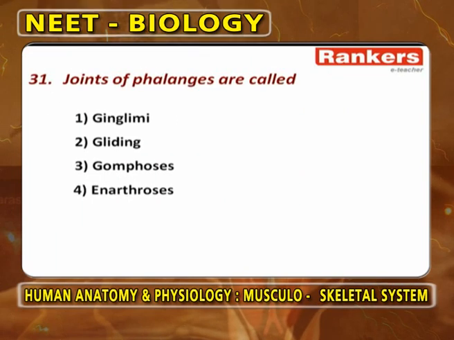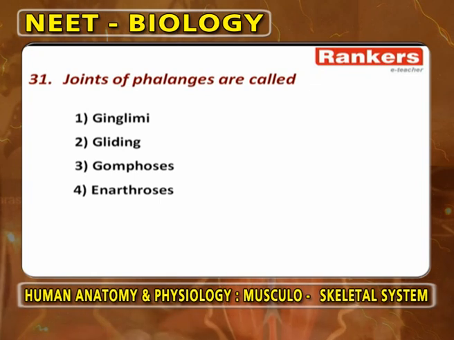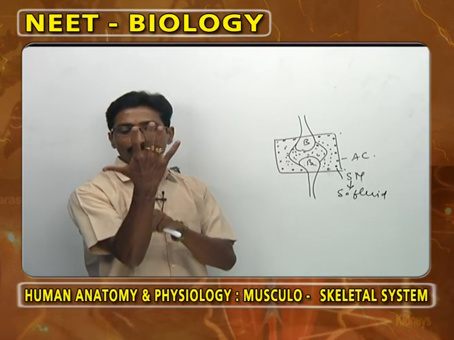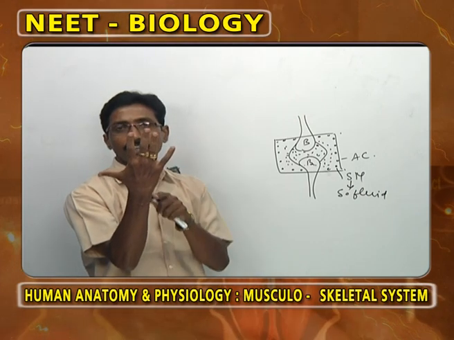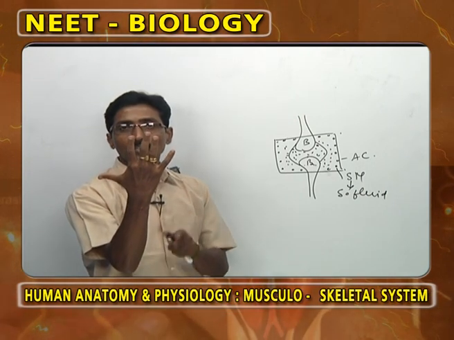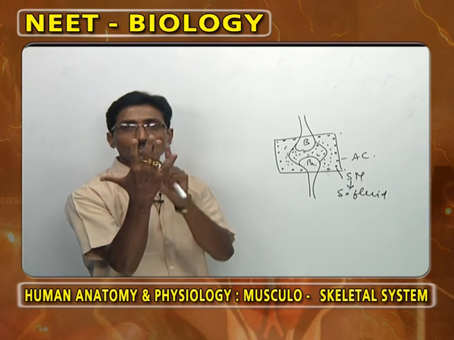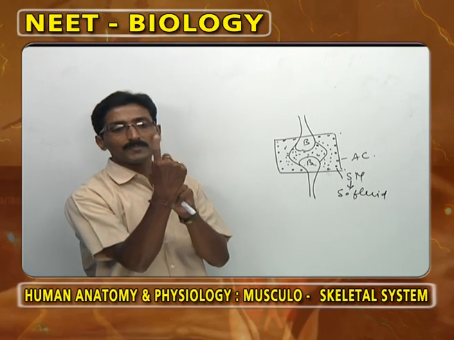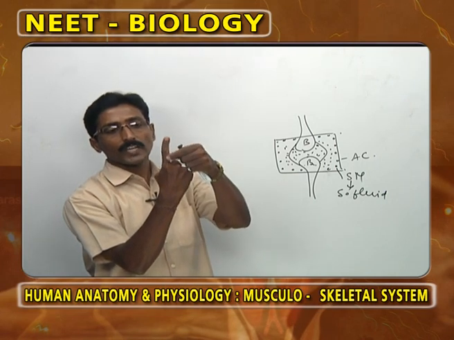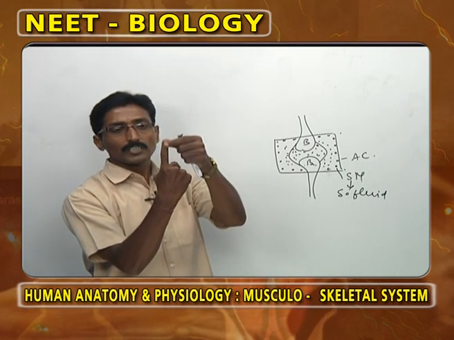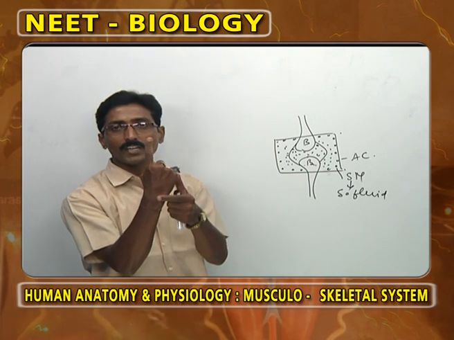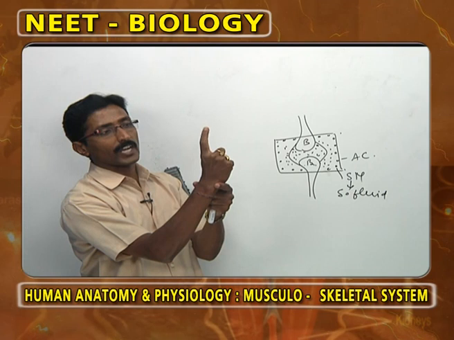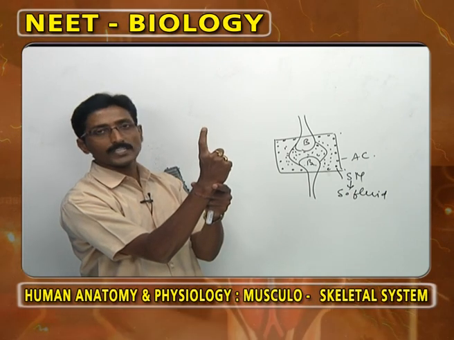Joints of phalanges. Now as we observe, all these are the fingers. In the forelimb, these are called fingers. In the hind limb, they are called the toes. But what is the common word? Digits. In the fingers the bones present are called phalanges. Now, in between phalanges, what type of joint is present?